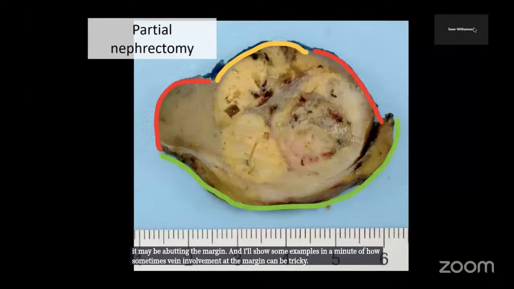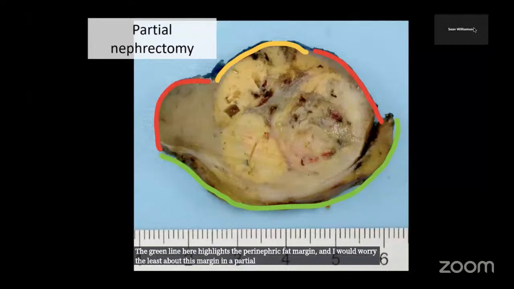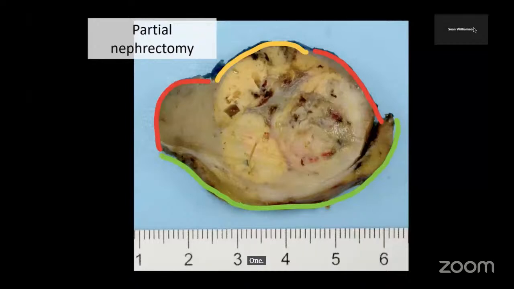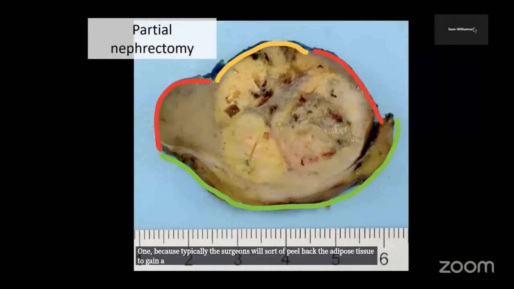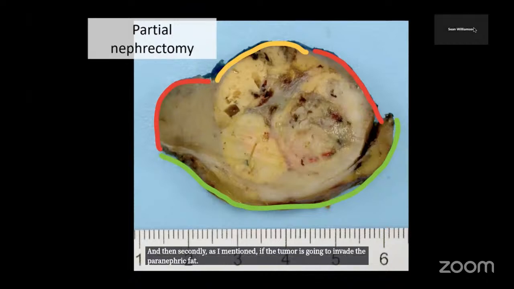The green line here highlights the perinephric fat margin, and I would worry the least about this margin in a partial nephrectomy specimen. One, because typically the surgeons will peel back the adipose tissue to gain a view of the tumor. And so this partly is often artifactual in that there is additional fat that they have removed. And then secondly, as I mentioned, if the tumor is going to invade the perinephric fat, usually you can make out that grossly it is adherent to the fat and difficult to peel away the fat.